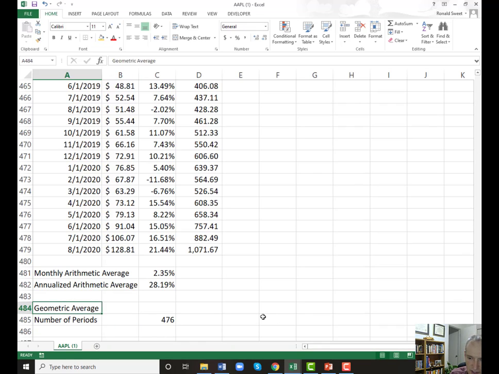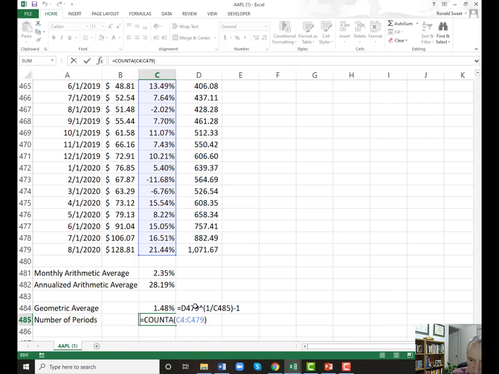And so the geometric average will then be that last linked number raised to the 1 divided by 476 minus 1. Remember, it must be lower than 235. And so when we do that, you see it's quite a bit lower than 235. I'll put this formula over on the side. So there's our geometric average. Now let's annualize.